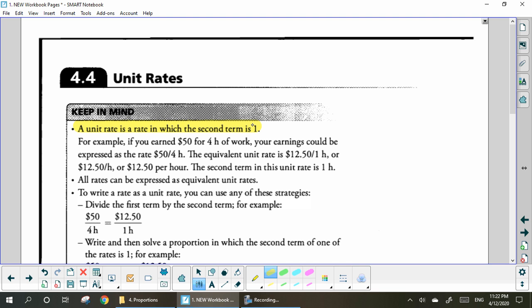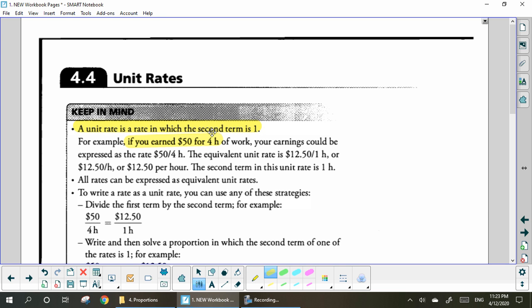So to simplify it, it just means that oftentimes we are given rates where it's not a price or speed or the amount for just one unit. In the example that they state here, they say that if you earn $50 for 4 hours, this is a rate that tells us that you're earning $50 for 4 hours, not for 1 hour.